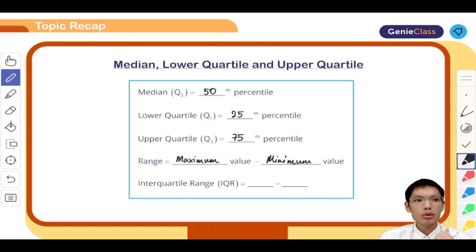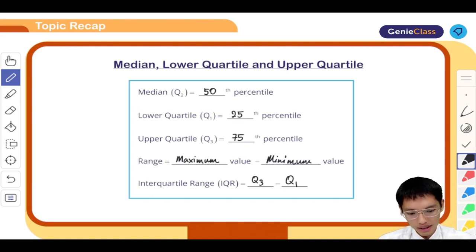Interquartile range, upper quartile minus lower quartile, that's correct, but it's quite a mouthful to say, and a bit long to write. So keep it simple. Q3 minus Q1. Q3 minus Q1. Simple and also easier to write down. Save time. So what do we do with this data for certain questions?